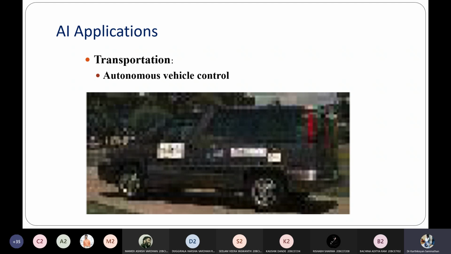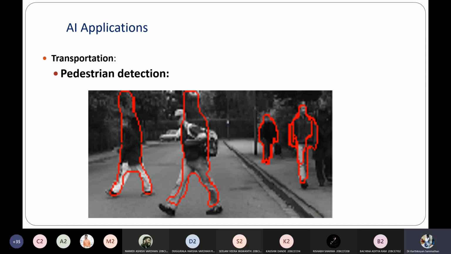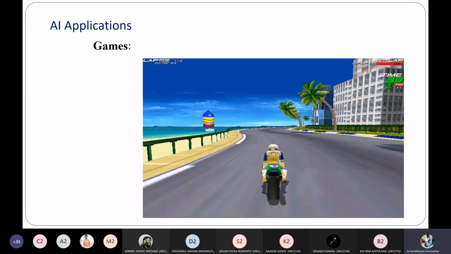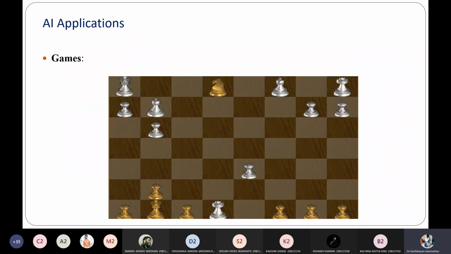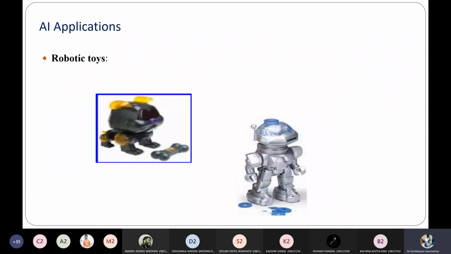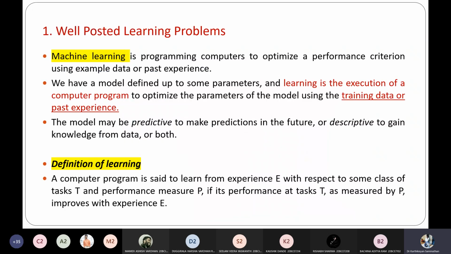Then autonomous vehicle control under transportation. Then pedestrian detection, whether people are moving across the road. Then games, basic games, and how AI is used in them: games, chessboards, robotic toys, etc. So these are all basic AI applications, right?